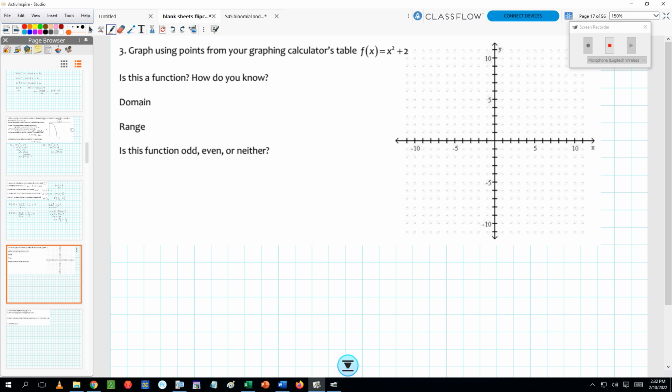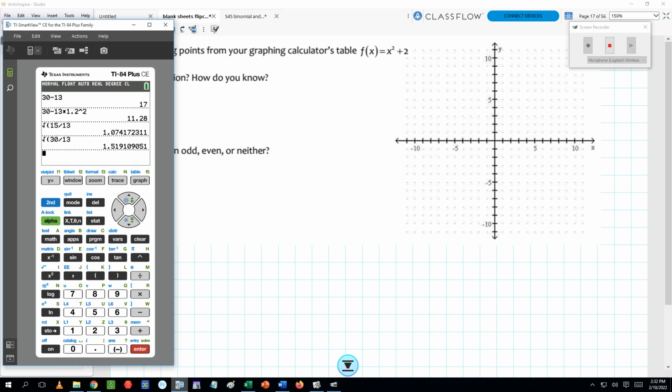Graph using points from your graphing calculator. Or maybe you know how to graph it without the calculator. I'll just use the calculator. That's an x squared graph. I know what that looks like. And I know the +2 on the end is a k value, which shifts the graph up 2 places. My window is messed up from an earlier problem, so I'm going to hit zoom and number 6 for standard, and there we go.